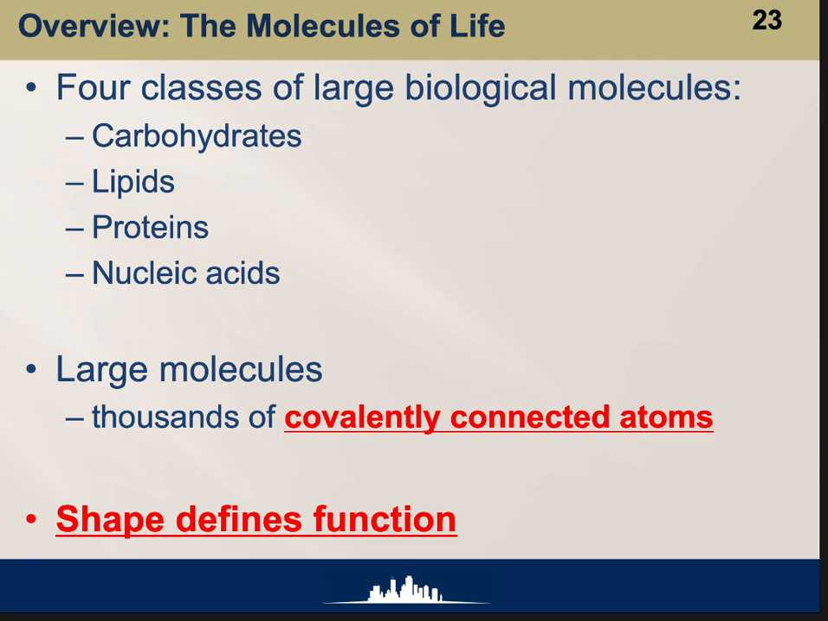When we look at these four classes of biological molecules, there are four main types. I always go through it in this sequence: the carbohydrates, lipids, proteins, and nucleic acids. And we have very large molecules. And what we're going to learn, and what the key phrase here is, is that shape defines function.